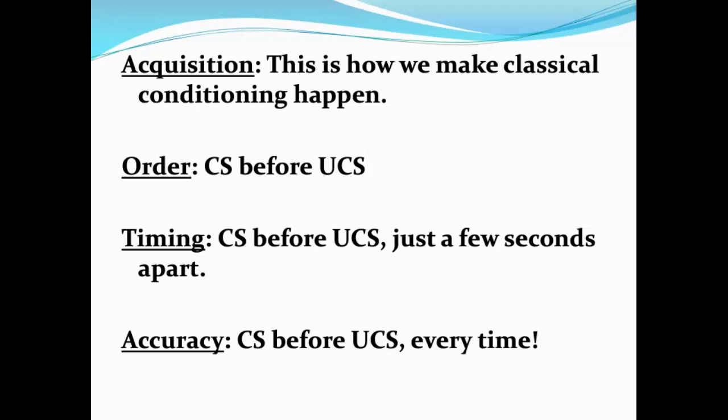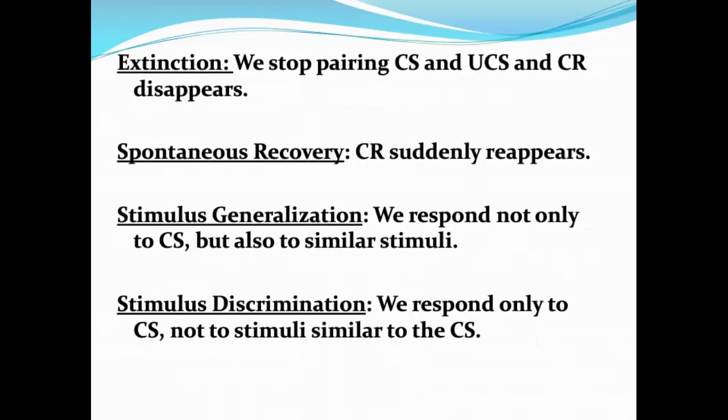And then we say accuracy, meaning it has to be done consistently. It has to happen every single time. Because if it happens every time, the connection will be made more easily and more quickly. If it happens inconsistently, the connection might not be made at all, or might take longer to make, especially if it's very inconsistent.